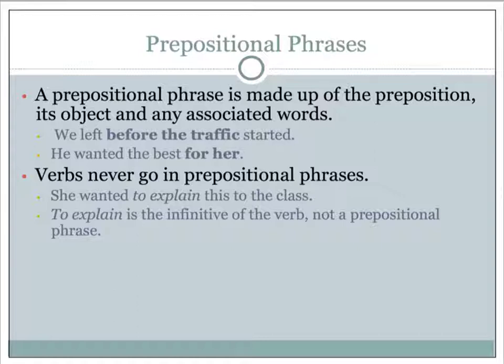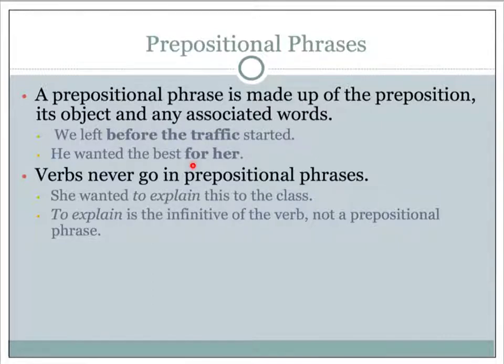A few words about prepositional phrases. A prepositional phrase begins with the preposition and it ends with the noun or pronoun that is the object. We left before the traffic started. Before is our preposition. The traffic is the object of the preposition. So these three words are the prepositional phrase. He wanted the best for her. For is a preposition, her is a pronoun. That's our prepositional phrase.